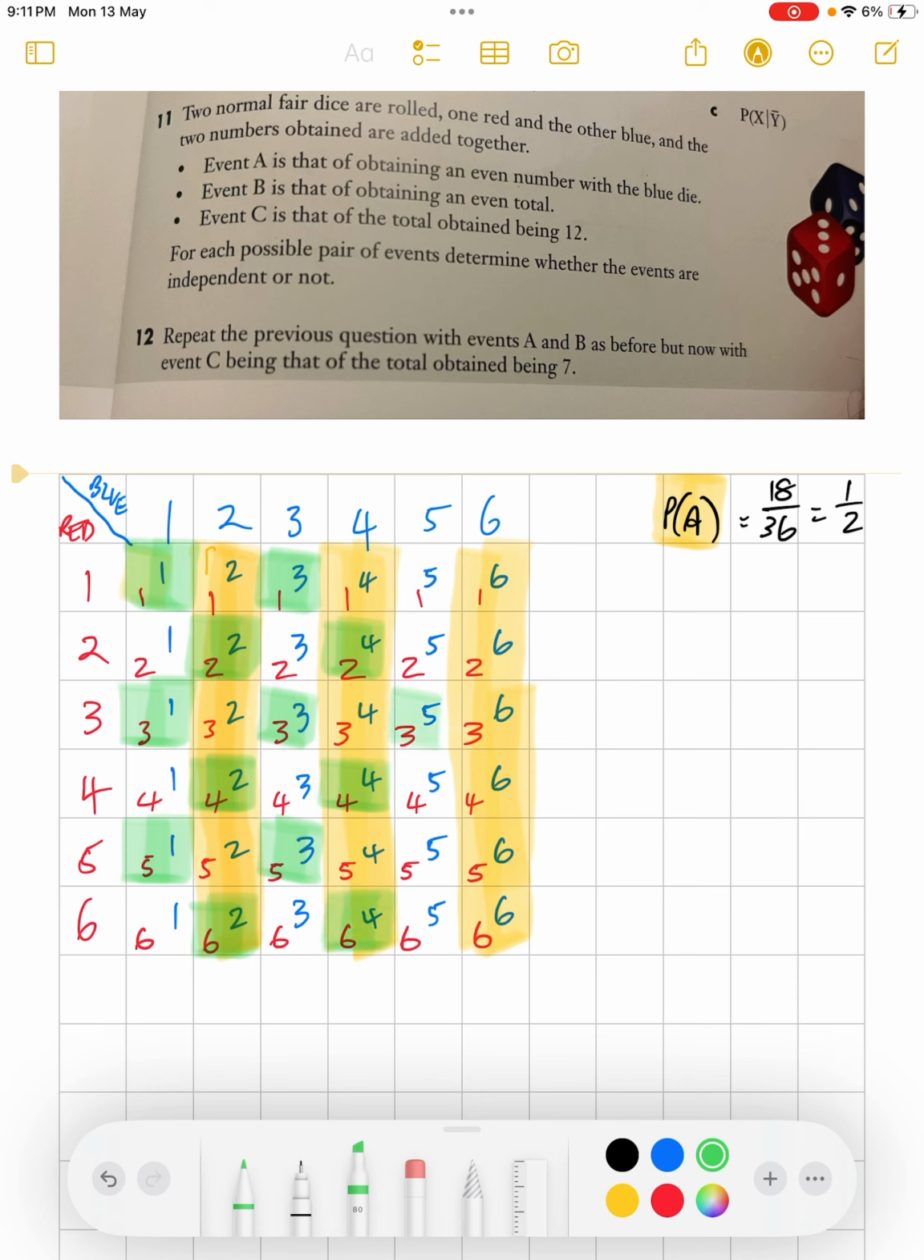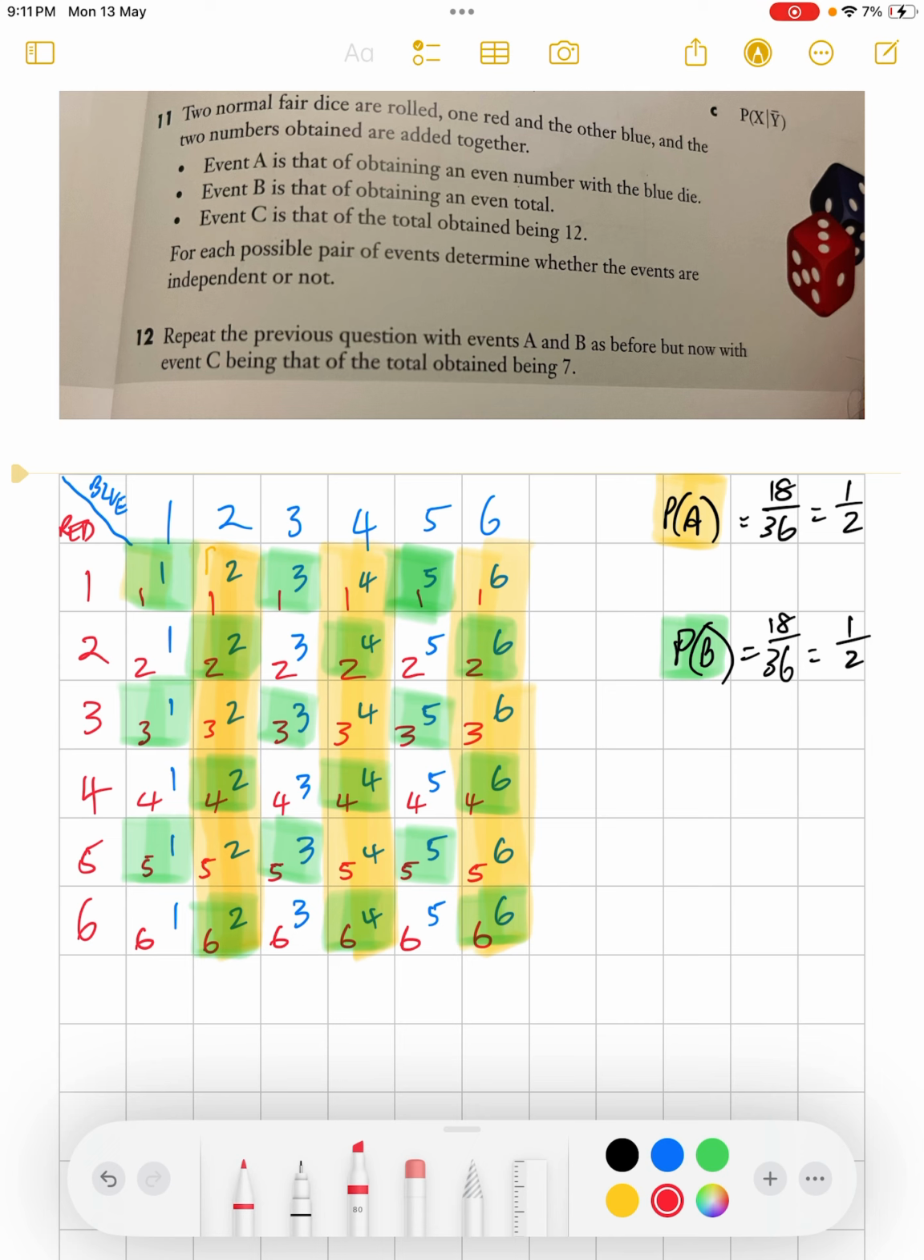1 and 5 is 6. 3 and 5 is 8. 5 and 5 is 10. I don't know why it's disappearing. 2 and 6 is 8. 4 and 6 is 10. Okay, they're all the ways to get an even total. So let's put that as the probability of event B. There are 18 ways out of 36 where you get an even total. That's a half.